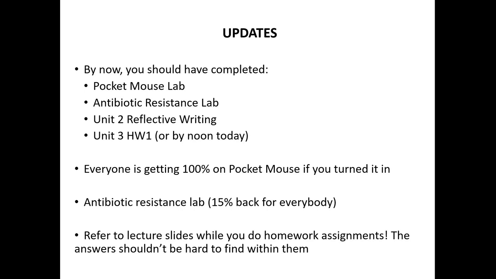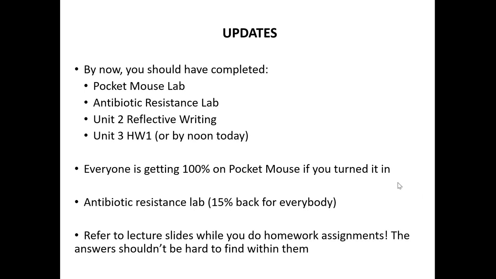So first, some updates. By now you should have completed the Pocket Mouse lab as well as the Antibiotic Resistance lab. And last night, hopefully you submitted the Unit 2 Reflective Writing. Unit 3 Homework 1 is due by noon today. If you're late on any of these, just get them to me. I'm being a little lenient with due dates for the time being, but we're going to try to get back to normal this coming week.